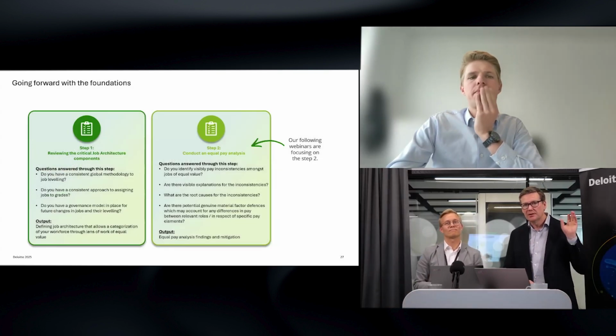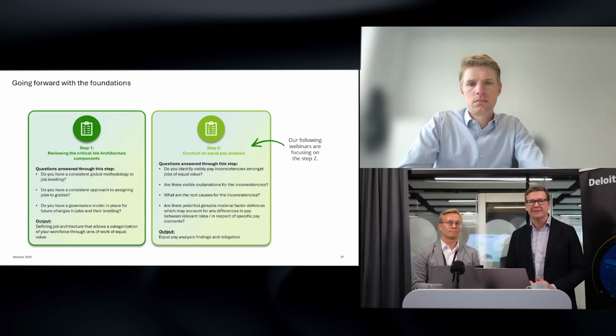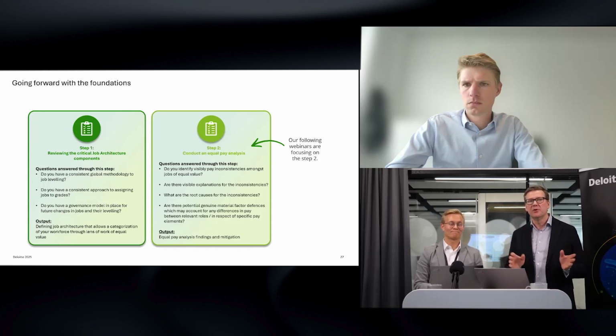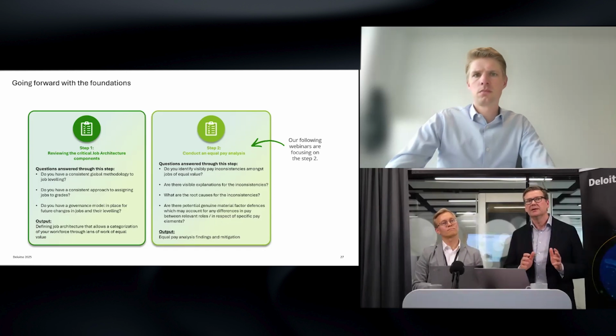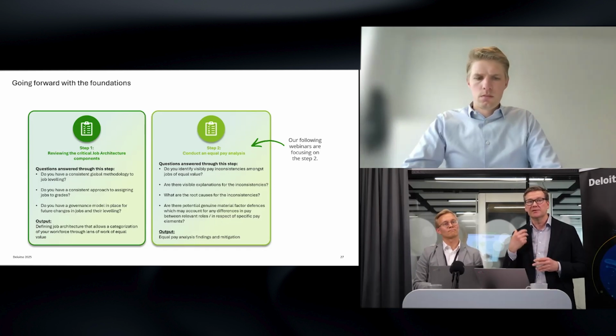So first of all, as explained in the very beginning, we have a three-step approach. We're now looking at this from the step number 1 perspective: reviewing the critical architecture components. And what are the questions that we would like to have answered through this step? Hopefully we covered all of this in a good level of detail. First of all, do you have a consistent global methodology to job leveling? From there, is there a consistent approach to assigning jobs to grades? And do you have a governance model in place for future changes in the jobs and leveling? That is the starting point of defining the job architecture that allows the categorization of your workforce through the lens of work of equal value, as Francis has clearly been going through in this step.